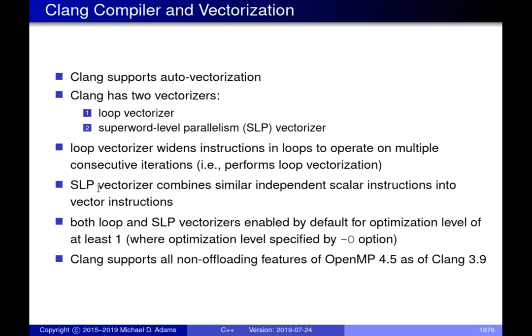And Clang also has a loop vectorizer and basic block vectorization as well. Clang also supports most features of OpenMP 4.5. So both GCC and Clang are pretty good for supporting OpenMP. In the case of Clang, it's a little bit more aggressive in terms of doing vectorization, in the sense that you only have to enable optimization level 1 in order to turn on vectorization, whereas with GCC, it's level 3.